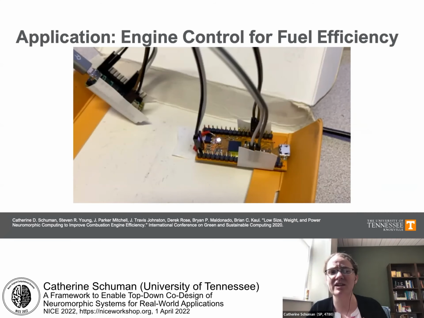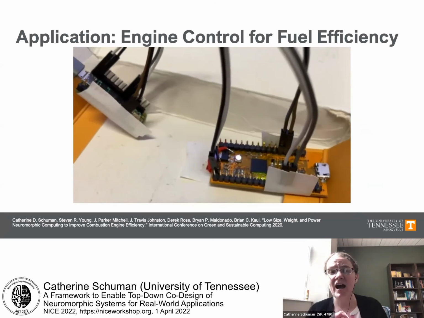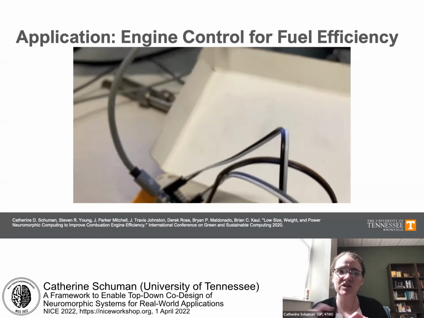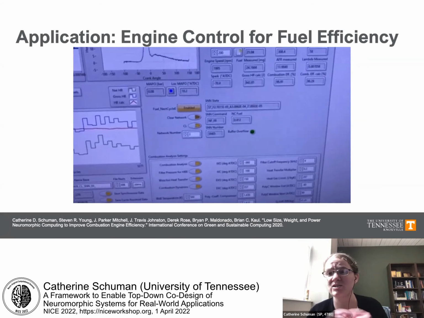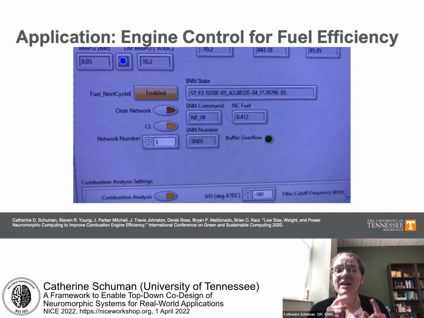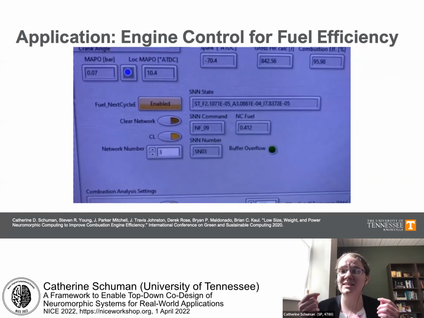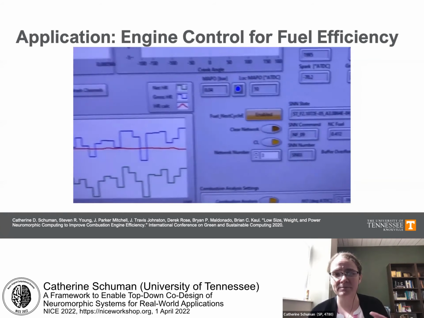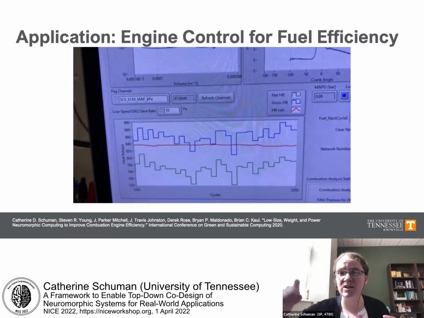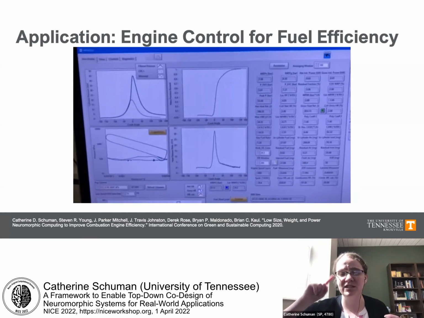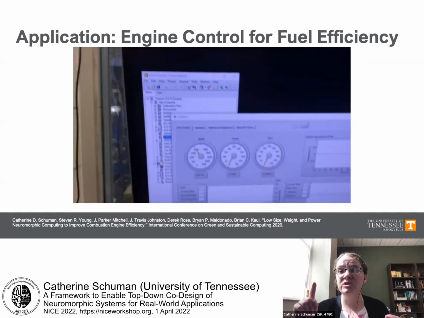So the yellow board you see here was the original breadboarded FPGA neuromorphic solution. It is plugged into a microcontroller that's actually doing the spike encoding and interfacing with the host machine that's receiving data in real time from the engine. And at each cycle of the engine, the neuromorphic implementation is sending back a fuel amount to the engine to inject.